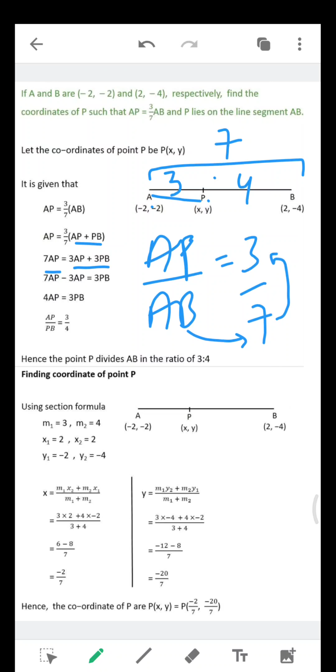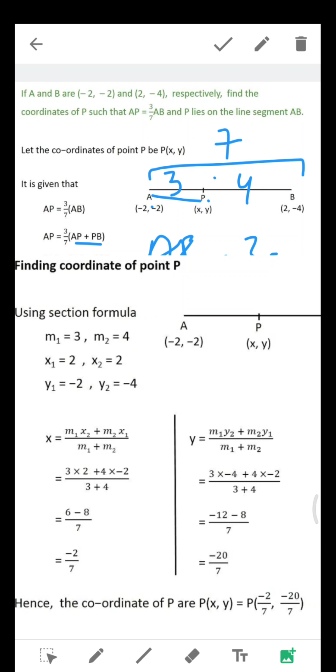Next, we have got the ratio 3:4, and we have x1 y1 and x2 y2. So what are your m1 and m2 here? 3 and 4. x1 y1 is -2, and x2 y2 is 2, -4. So we have taken all the required values. Now we'll substitute all these values in the section formula. What is the section formula? You know that very well: (m1 x2 plus m2 x1) by (m1 plus m2).